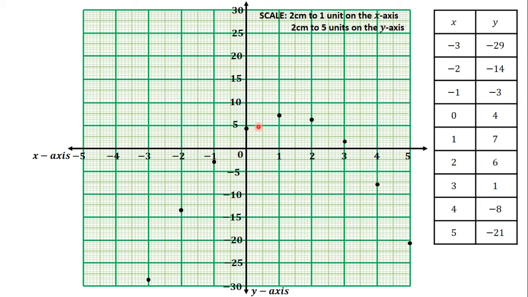Looking at the pattern of the points that you have plotted, we can see that our curve will have an N shape. So you join these points with your free hand to get the graph of the relation y is equal to 4 plus 5x minus 2x squared. So you join these points with your free hand, and this will give us the graph of the relation y is equal to 4 plus 5x minus 2x squared.